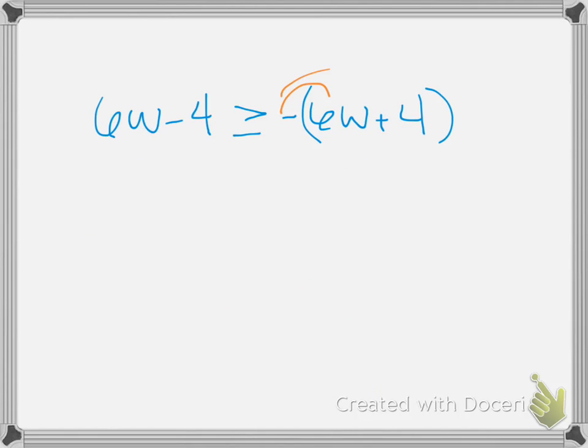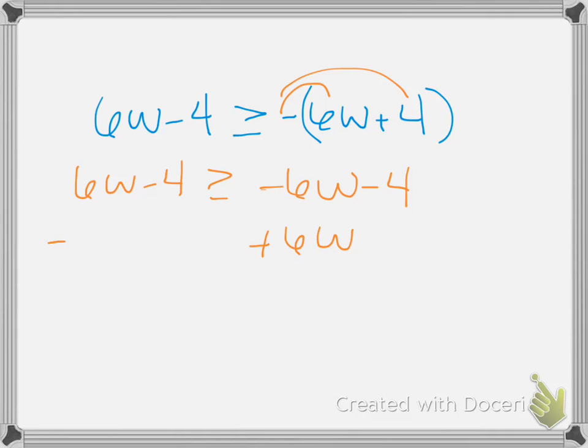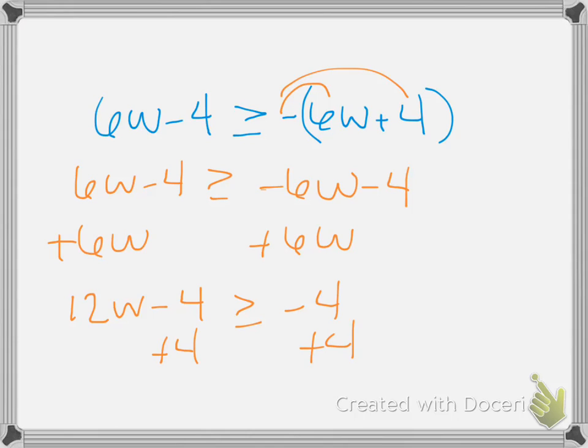I've got to distribute this negative this time, so it's going to flip all my signs after it. So I'm going to get negative 6w minus 4. I'm going to add 6w to both sides, so I'll get 12w minus 4 is less than or equal to negative 4. Add 4 to both sides. So 12w is greater than or equal to 0. Divide by 12. 0 divided by any number is 0.